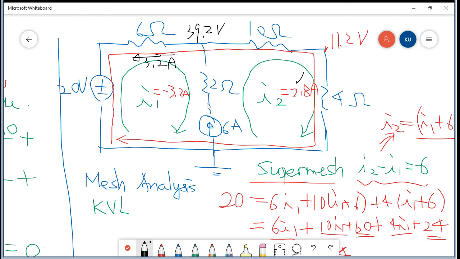So in this case, we know that 6A is going upward. So the node voltage here should be 39.2 plus 2 times 6A. 2 times 6 is 12, plus 39.2, which is 51.2 volts. So we know that the voltage across this current source is actually 51.2 volts.